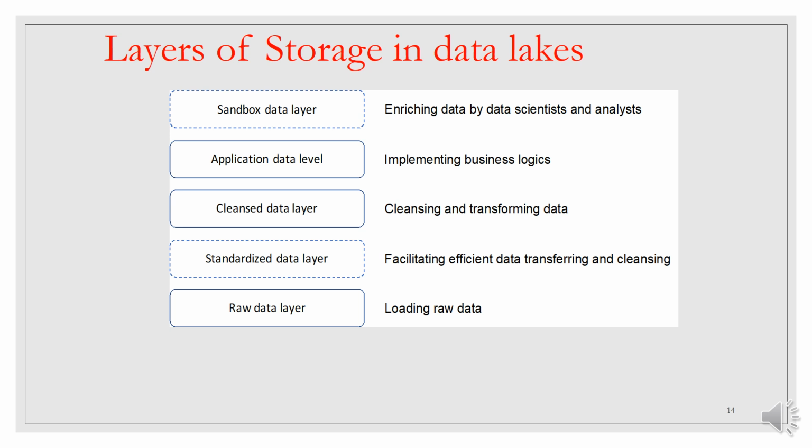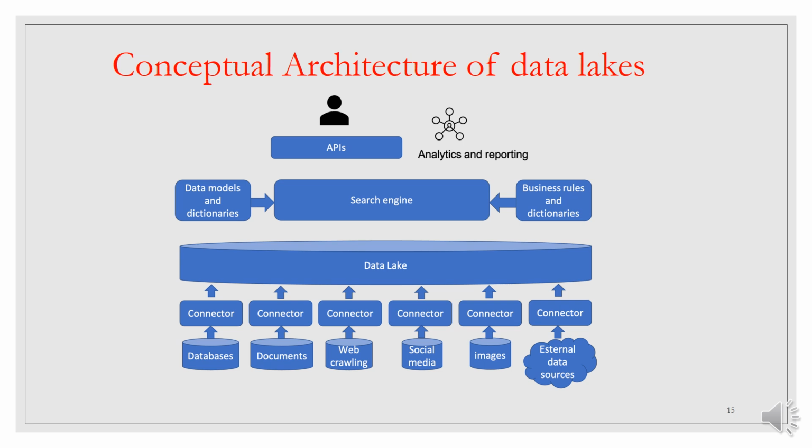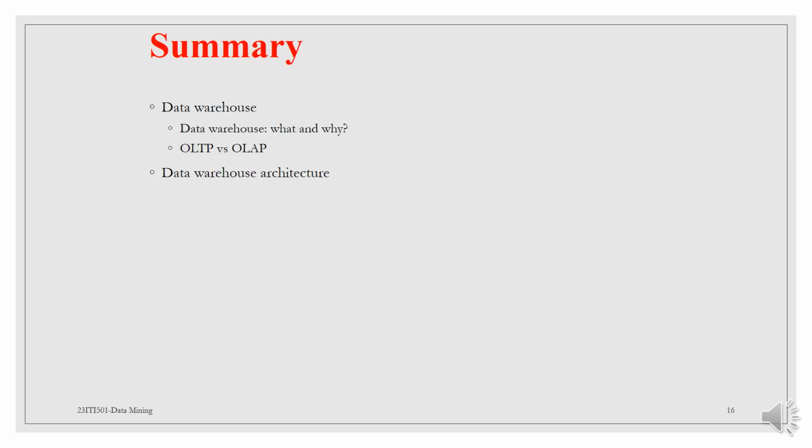Discuss the architecture, that is, the layers of storage. So this data lake consists of 5 layers. When raw data uses connectors, it connects to the data lake, and after that it is searched, that is, anything to be processed uses a search engine. Data models and dictionaries will be supported along with business rules, and it is connected to the application programming interface. So that's it about your data warehouse.